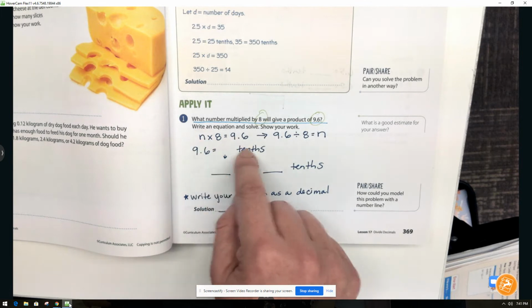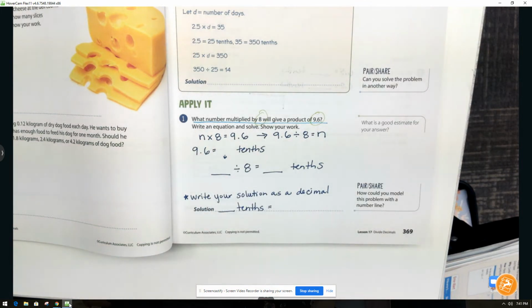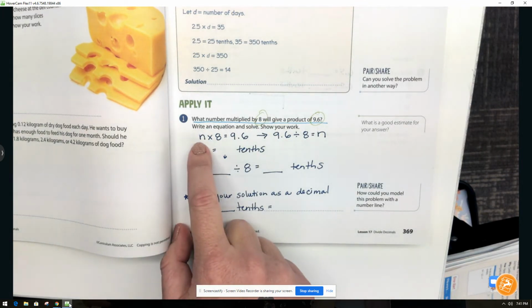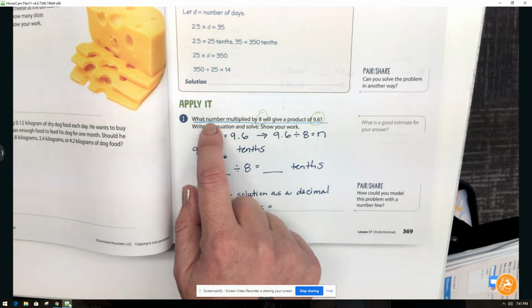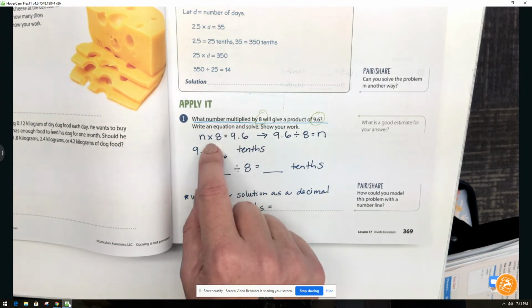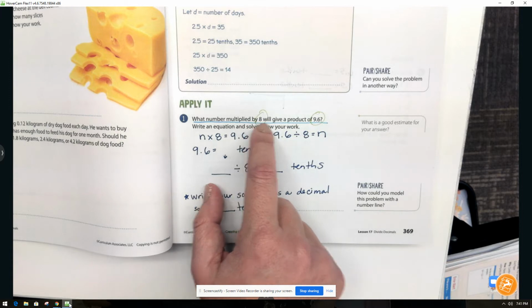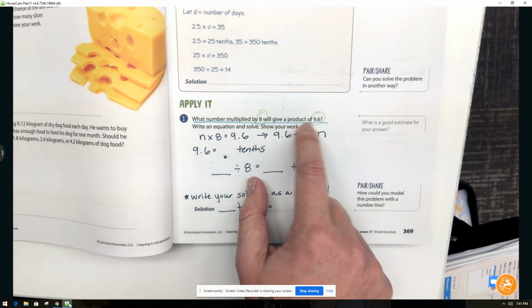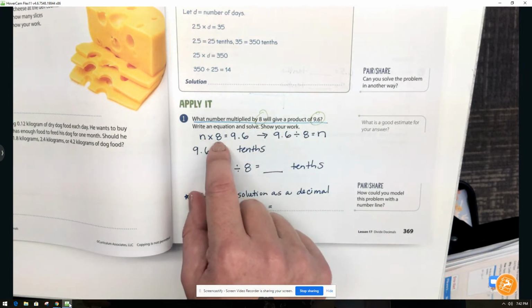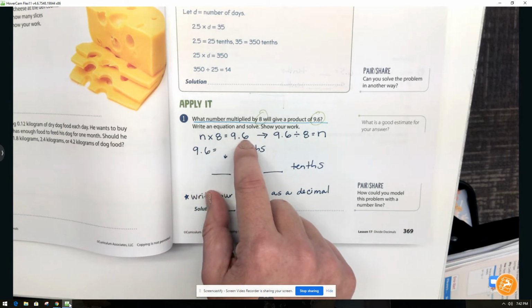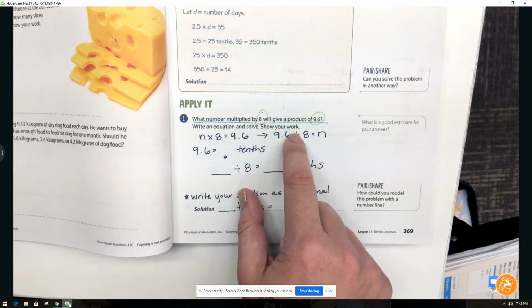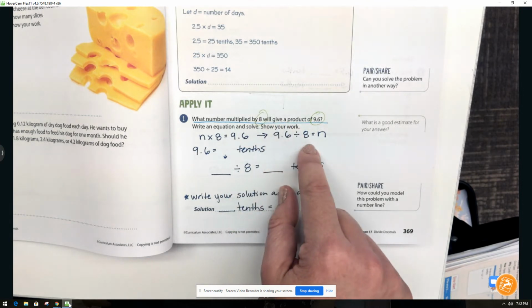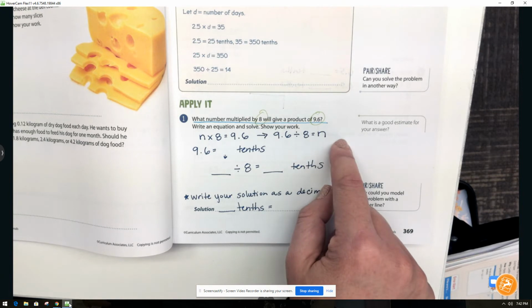What I did for you is I helped you by starting out with this equation. So remember, n is the unknown number. That is when it says what number, that is what n is. So what number multiplied, that means we're multiplying, by 8 will give us a product or an answer of 9 and 6/10? So what number times 8 equals 9 and 6/10? That can be rewritten as a division problem: 9 and 6/10 divided by 8 equals what number?